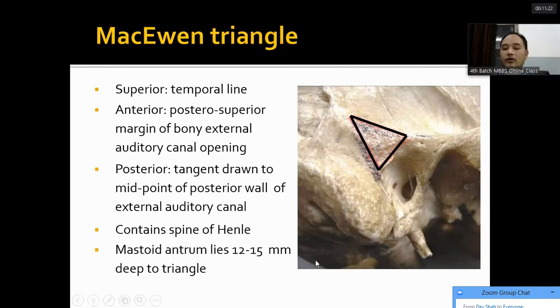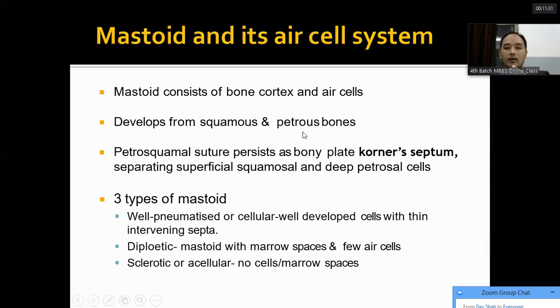The mastoid antrum lies approximately 12 to 15 millimeters deep to this triangle, MacEwen's triangle. Now, the mastoid bone consists of bone cortex and air cells, just like a honeycomb. The mastoid bone develops from the squamous and the petrous bone of the temporal bone. And when the suture between the squamous and petrous bone persists, it forms a very hard plate called Koerner's septum, separating the superficial squamosal and the deep petrosal cells.